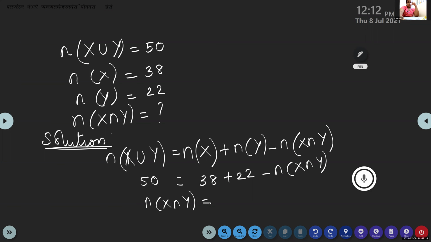Will you get 7? Check your answers, children. Here it is 60 minus 50, isn't it? So we'll be getting the answer as 10. So n of X intersection Y is 10. Therefore, they are not disjoint. They have a few elements in common, but they are not disjoint.